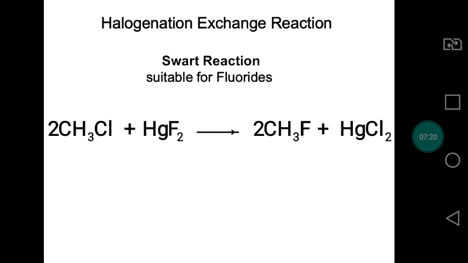The second halogen exchange reaction is known as the Swarts reaction. It is specifically for fluoride formation. Here, if we add HgF2 to chloromethane, then we will get fluoromethane with HgCl2. So this is known as the Swarts reaction.